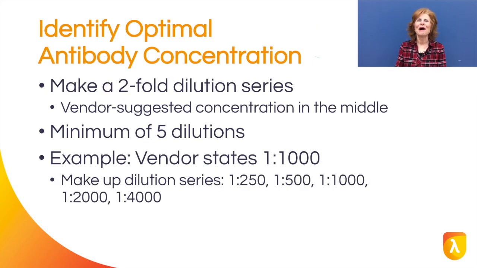To identify the optimal antibody concentration that will give you the highest specific staining and the lowest background, you need to do a twofold dilution series of the antibody. Have a minimum of 5 dilutions with the vendor's suggested concentration in the middle. For example, if the datasheet suggests a 1 to 1,000 dilution of the stock antibody, your range should be 1 to 250, 1 to 500, 1 to 1,000, 1 to 2,000, and 1 to 4,000.